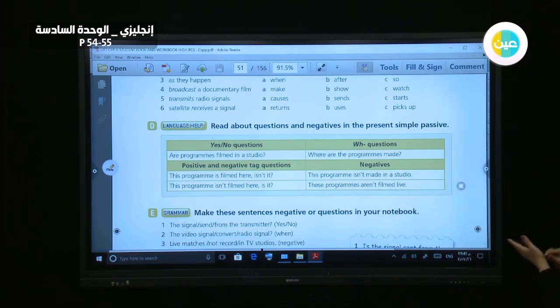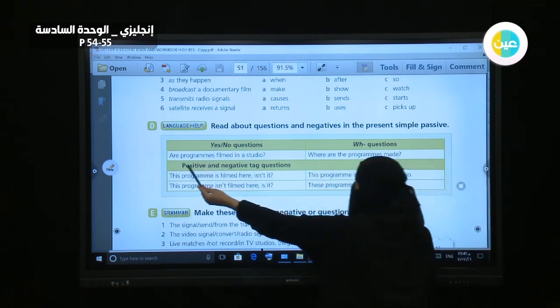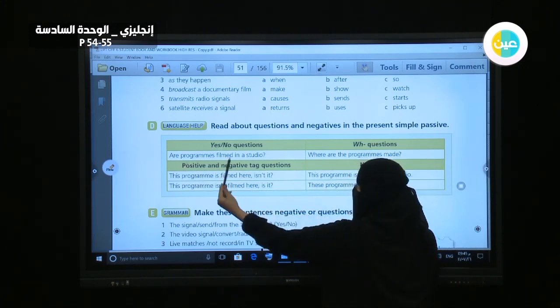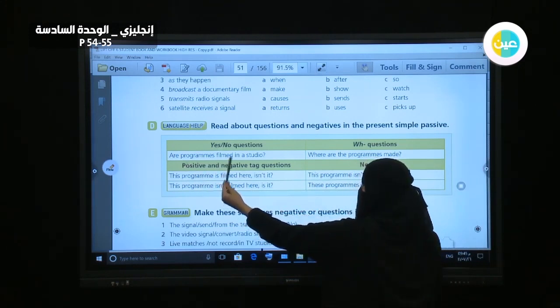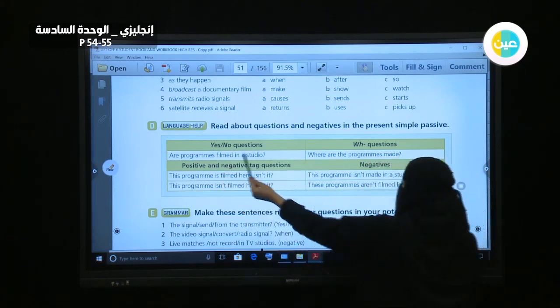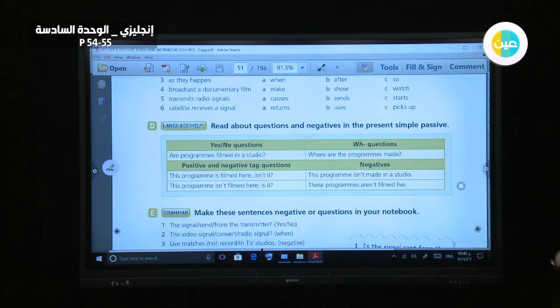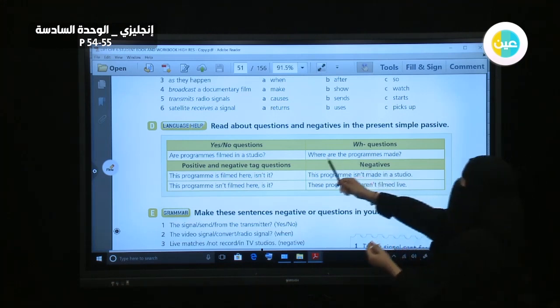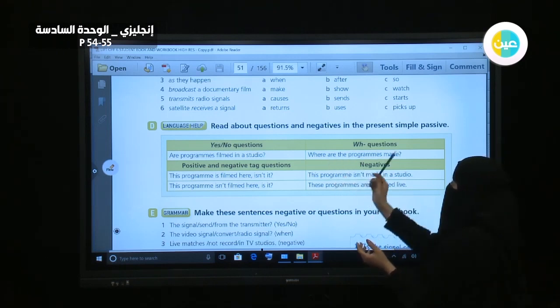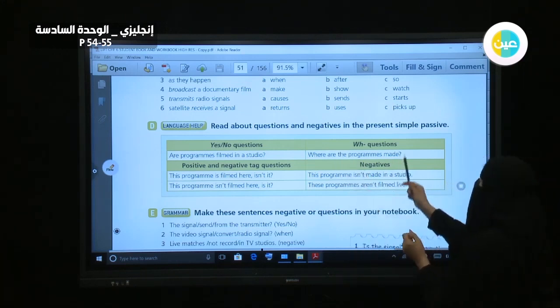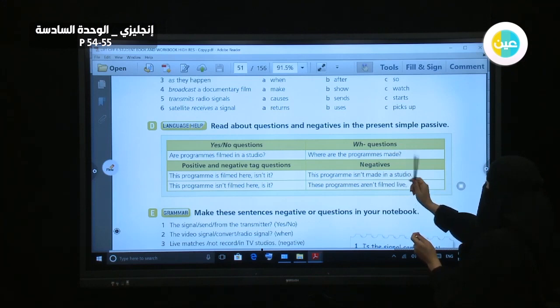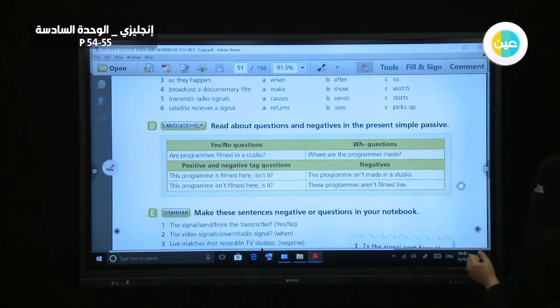So we're going to repeat it. First we have yes/no questions. Remember to start with the auxiliary verb, are or is, and remember to make the verb a past participle, or third form of the verb. So: are programs filmed in a studio? WH questions: we start with the WH word, where, what, when, according to the sentence, then the auxiliary verb are or is, then the program made, and remember to make the verb a past participle, or third form of the verb. Positive and negative tag questions.